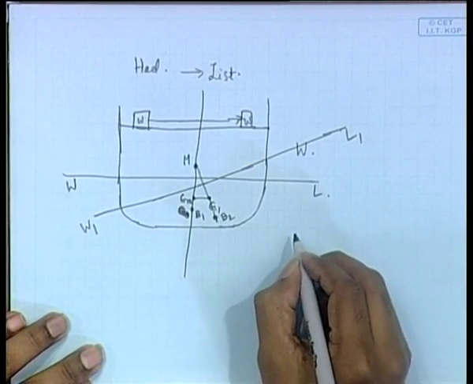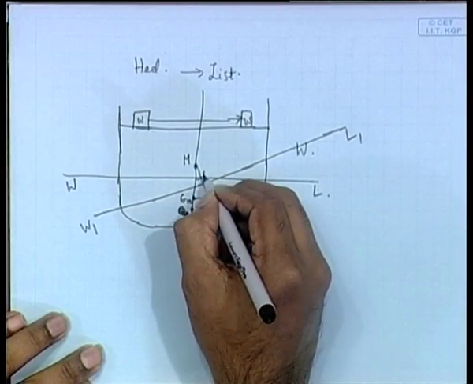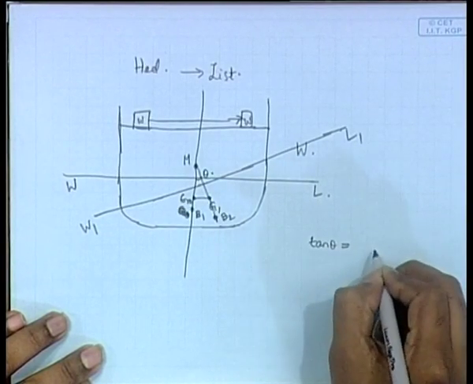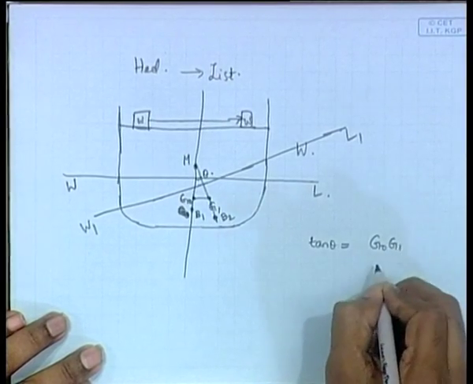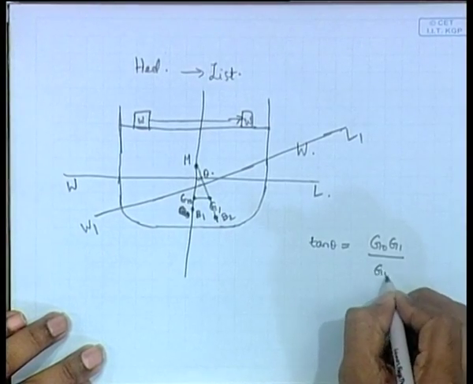Now, let us call this angle theta. Tan theta will be G0 G1 divided by G0 M.